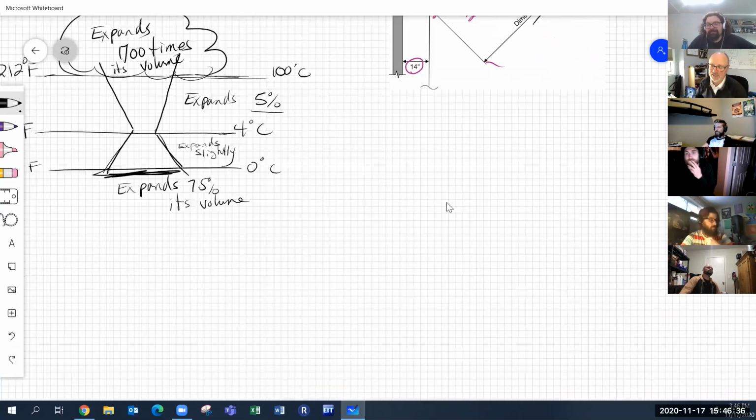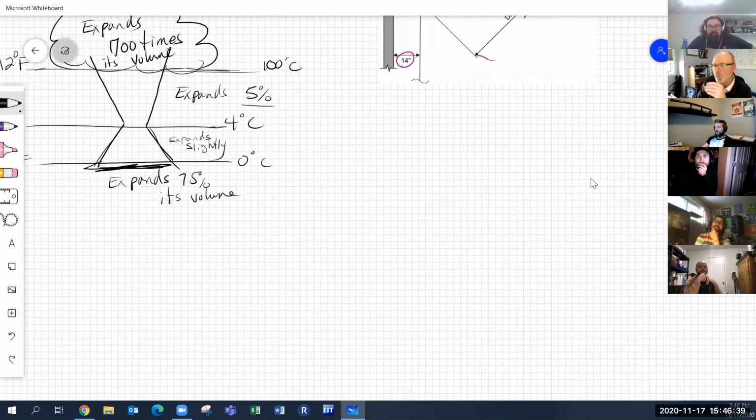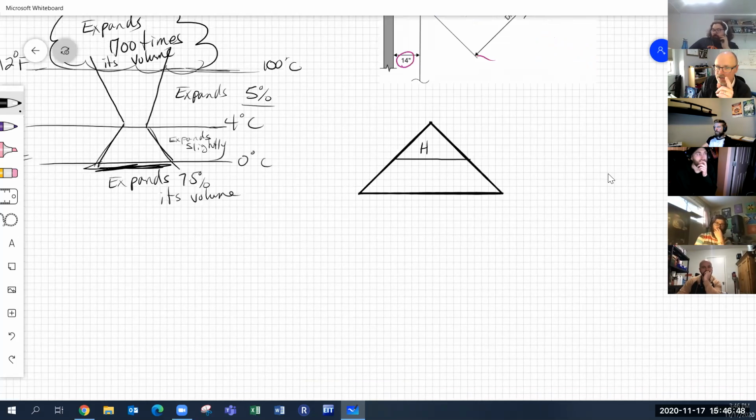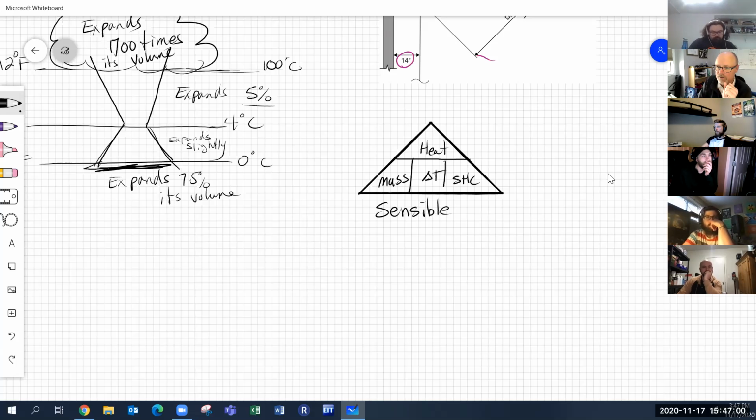Sure. I could do one here. What's really important for you at first, before I get to latent heat, is a formula triangle that we use. The heat is equal to the mass times the delta T times the specific heat capacity. This is sensible heat. Sensible heat is pretty important to us. This is how we calculate how many BTUs it takes to heat something up. This is only heating a substance, whatever it may be. It's not changing the state, right?